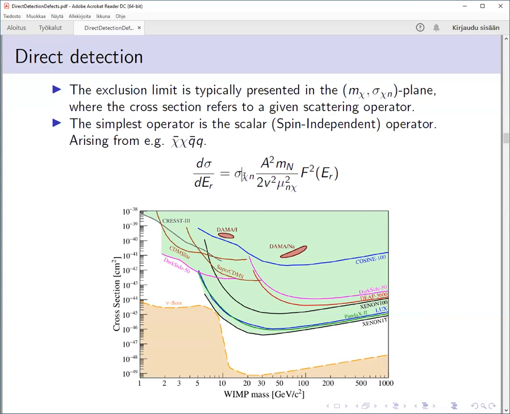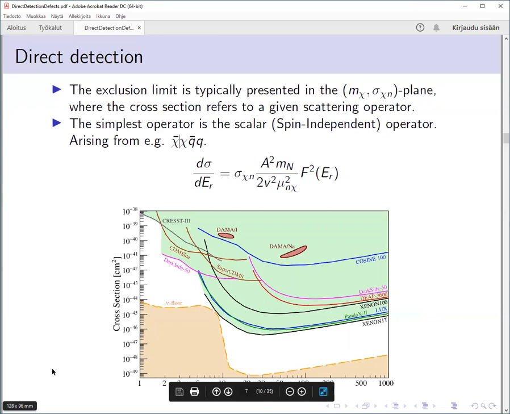Now, of course, if your theory predicts that the dark matter particle, for example, somehow couples to the electromagnetic interactions, then of course it would not couple equally to the neutron and the proton. So then this formula is not valid. But for the simplest kind of theory, where let's, for example, say you couple to quarks with a four-fermion effective interaction, then you get this kind of operator. And this is the standard for presenting these limits.